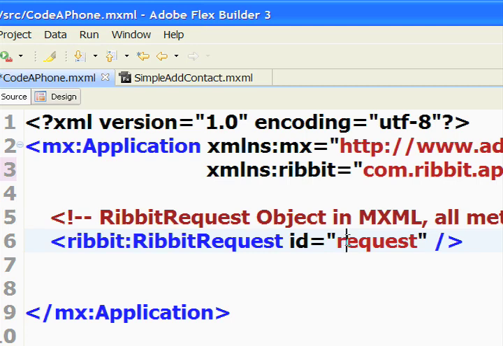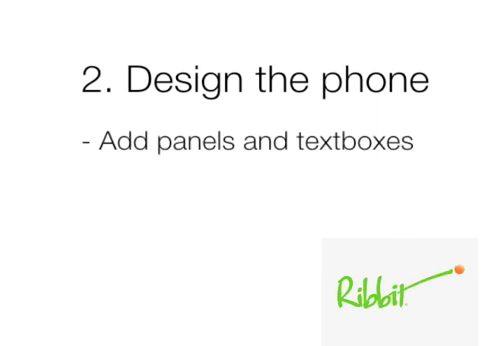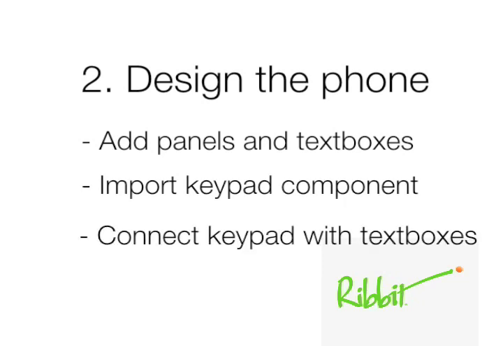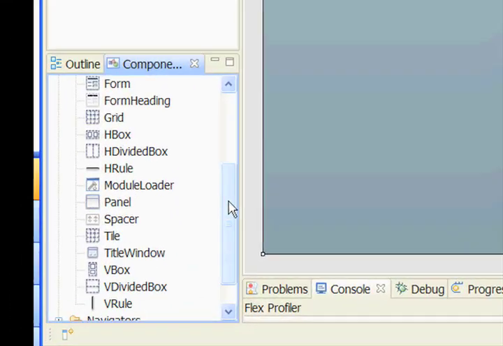Well, now that we have our project set up, we're gonna move on to chapter 2, and we're gonna actually design the phone now. We're gonna add a couple panels and text boxes to display different numbers. We're gonna import the keypad component, and then last, we're gonna hook up the keypad component with some text boxes. And we can do this through the design mode in Flex Builder.